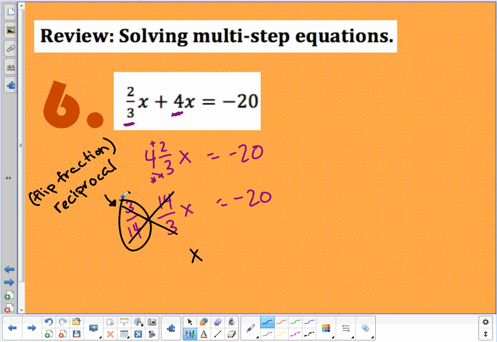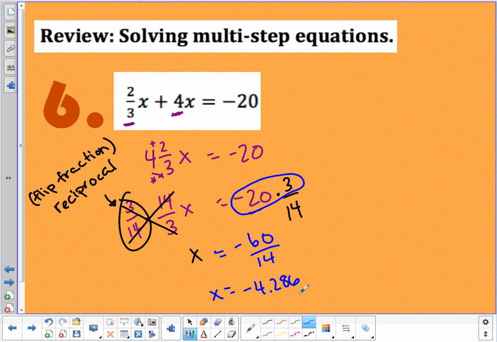But I multiplied by that on the left, so I need to multiply by that on the right as well. So over here, I have -20 times 3, which is -60, and then divide by the 14. -60 divided by 14 is -4.286. Now you got a decimal that went on and on and on there. I just went to the 4th place and rounded to the 3rd. Technically, I guess that makes this an approximately equal to, but either way is just fine.